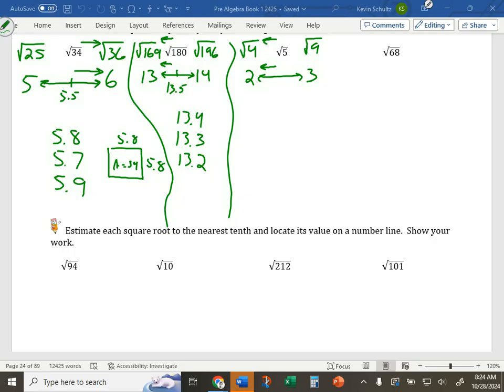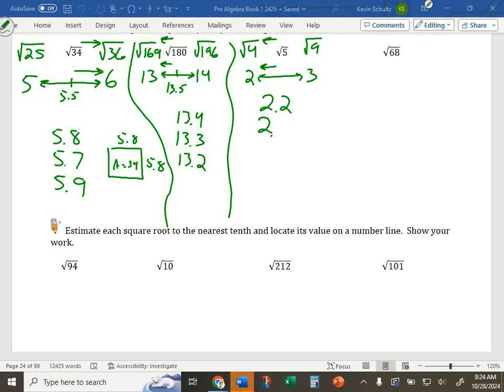Madison? 2.2. What else would I accept here? 2.5. I want to accept 2.5, because 2.5 would be right in the middle, and it's clearly closer to the 2 than it is to the 3. So I wouldn't accept 2.5, but what else might I accept?